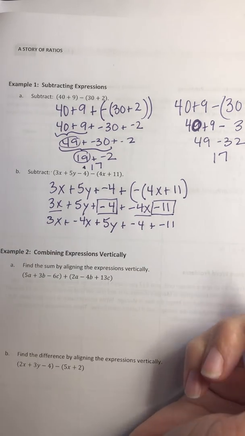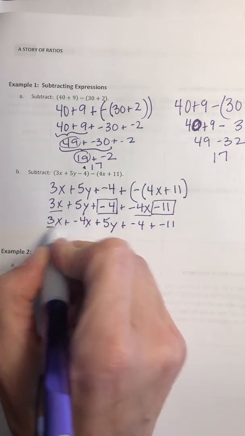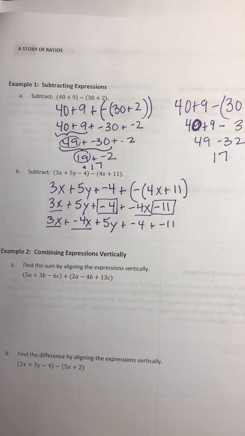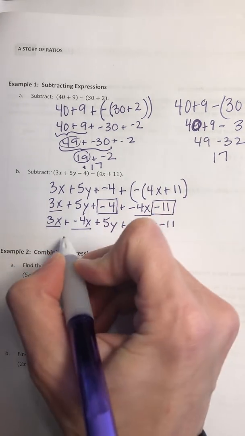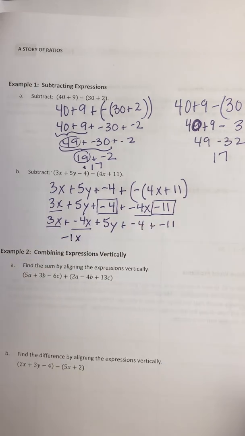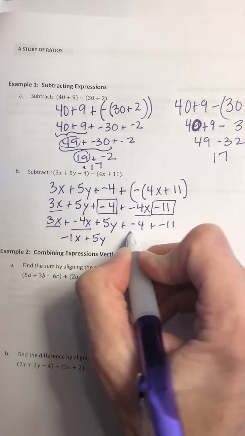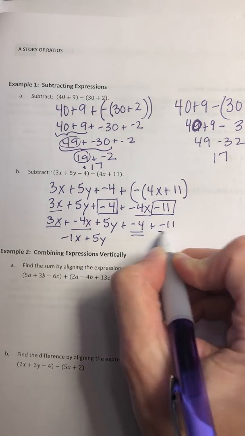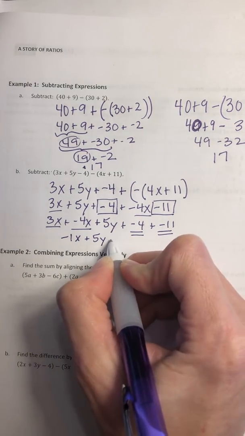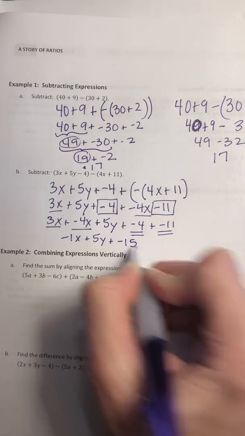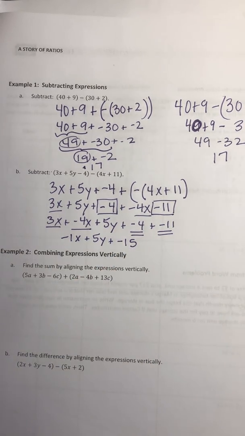So now let's combine the things that are like terms. What do I get when I put together 3x and -4x? I get -1x. I'll bring down my 5y because nothing goes with that. And then -4 and -11 together give me -15. So you can write that in a few ways.